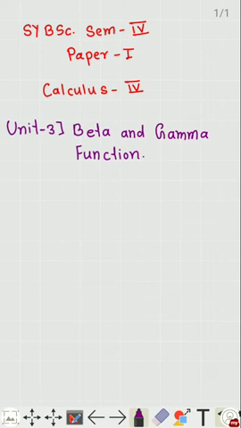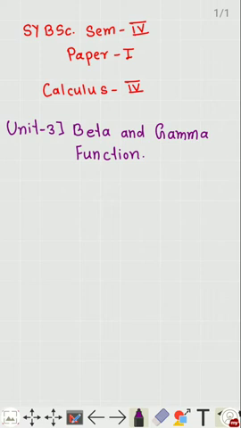This is SYBSC class, SYBSC semester 4, paper 1, calculus 4. Now today we are going to start a new unit, unit number 3. The name of the unit is beta and gamma functions and the applications of beta and gamma functions.